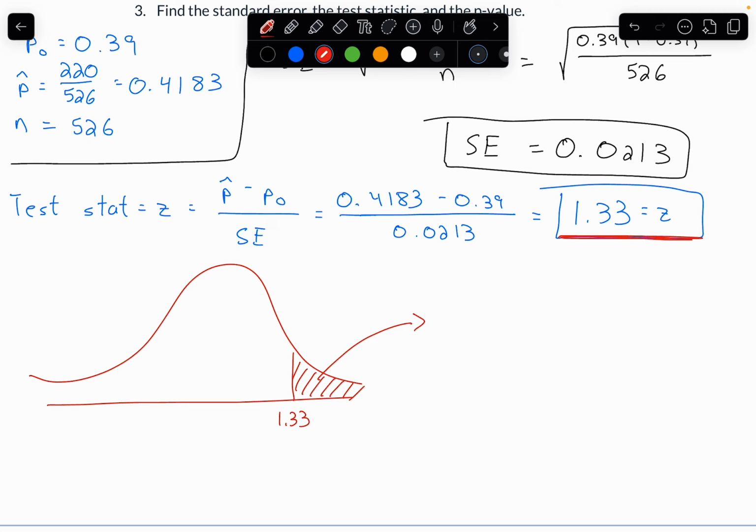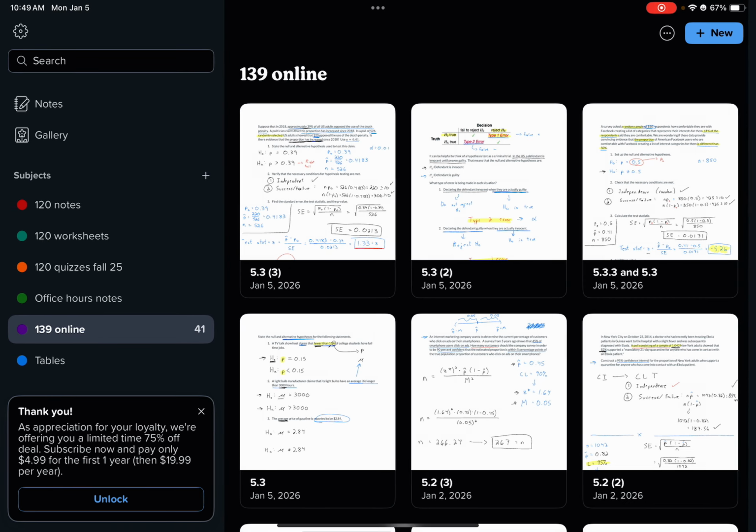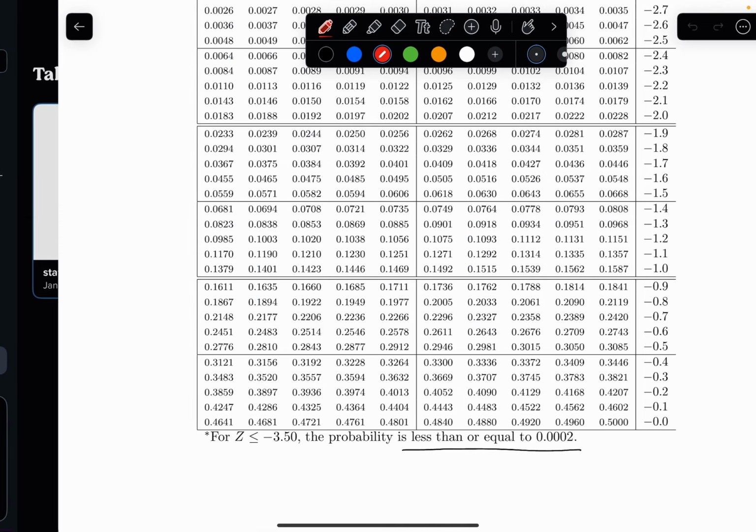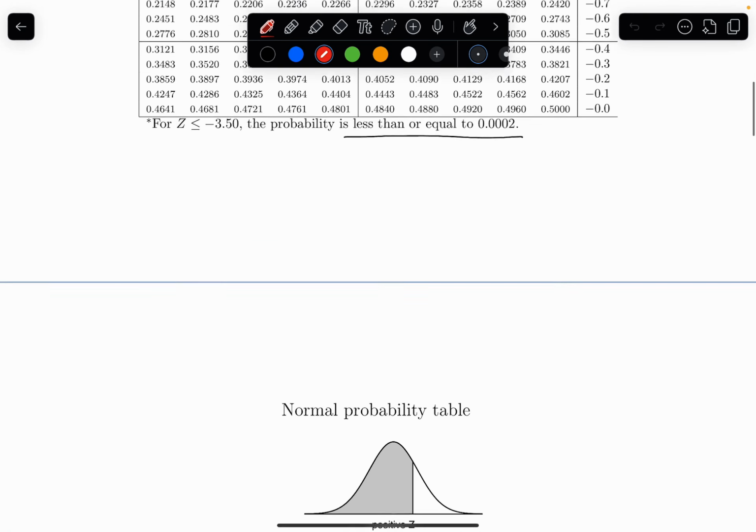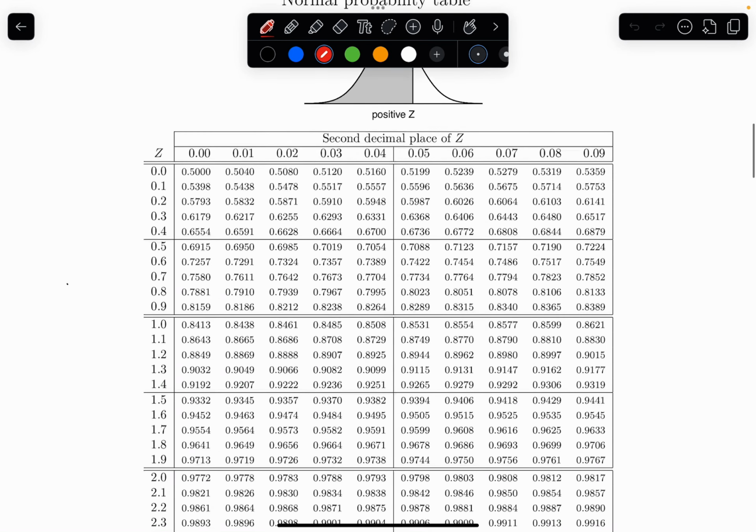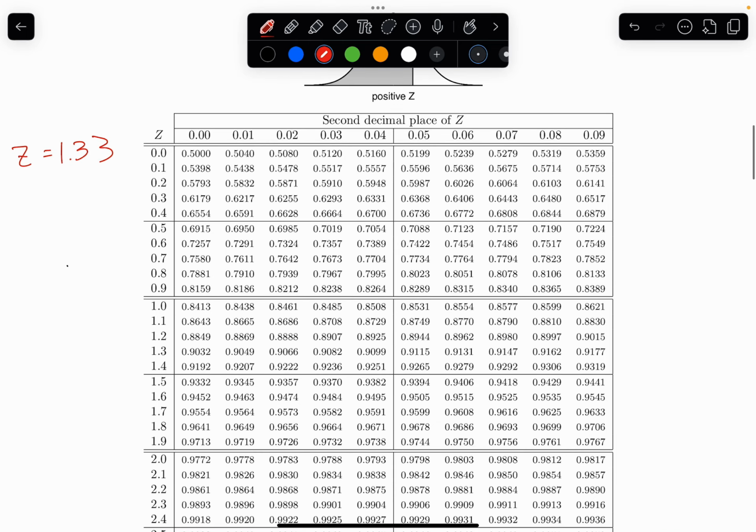We've got our test statistic, which is a z-score of 1.33. I just need to hop over to my z-table. So if I do that real quick, let's take a look. We said our z-score is 1.33. That's a positive z-score, so z is equal to 1.33. Where does that live? Well, here z is 1.3. We must be looking at this row. Here's the second decimal place is 3, so we're looking at 0.9082.